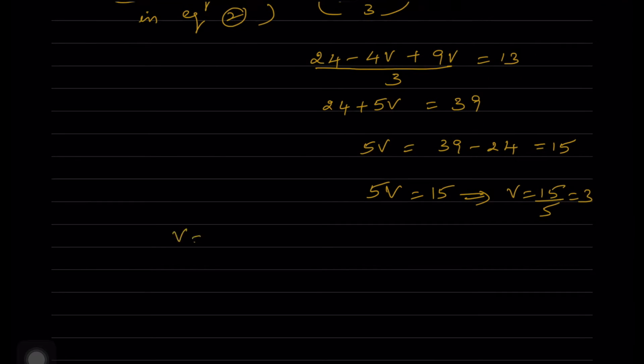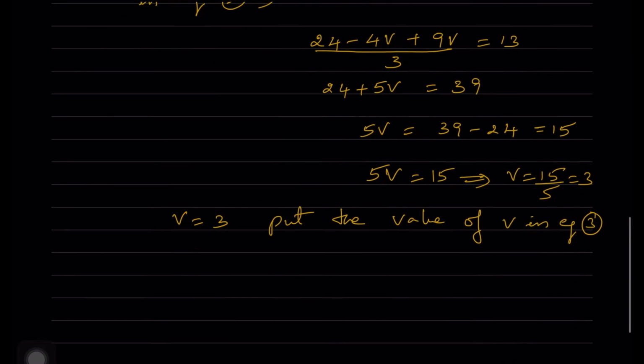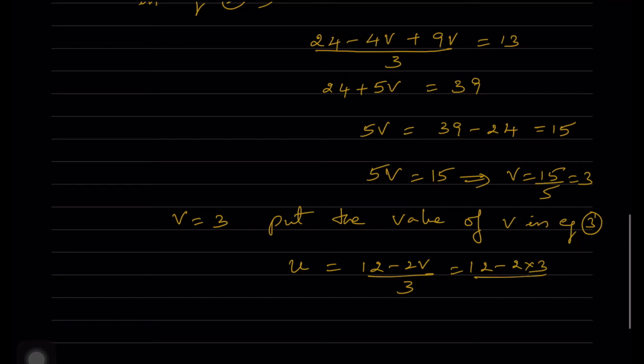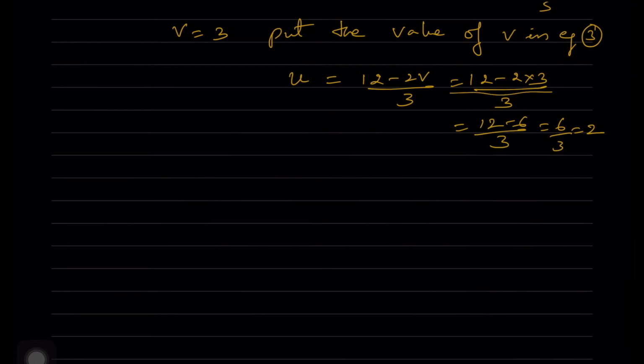Now putting the value of v in equation 3, we get u is equal to 12 minus 2v by 3, which is equal to 12 minus 2 into 3 by 3, that is 12 minus 6 by 3, which is equal to 6 by 3, which is equal to 2. So we got u is equal to 2 and v is equal to 3.